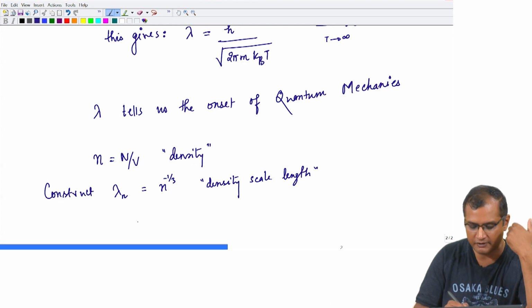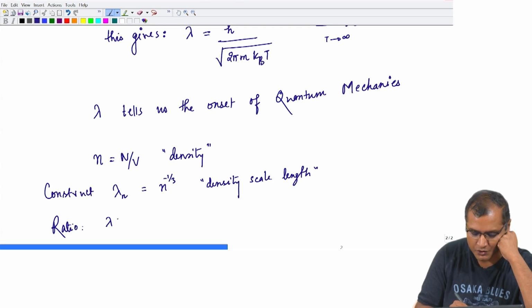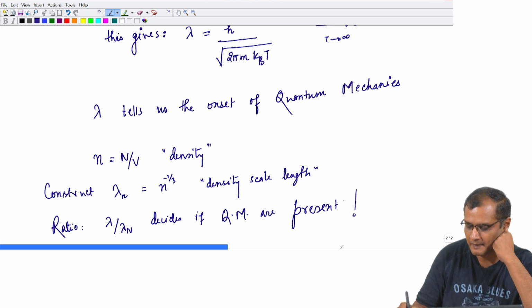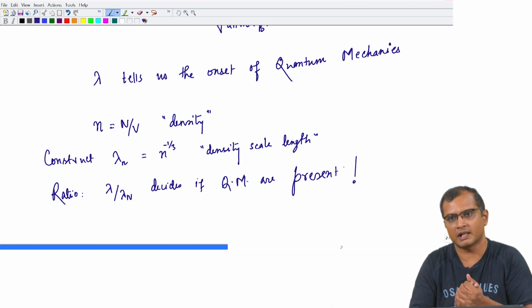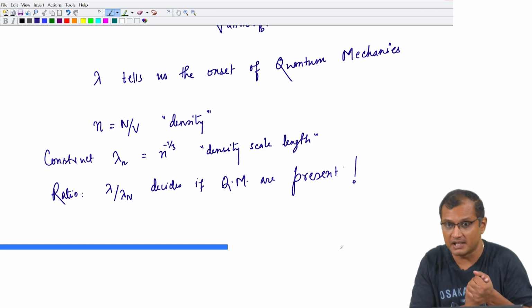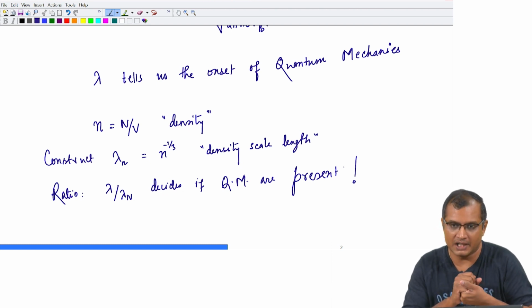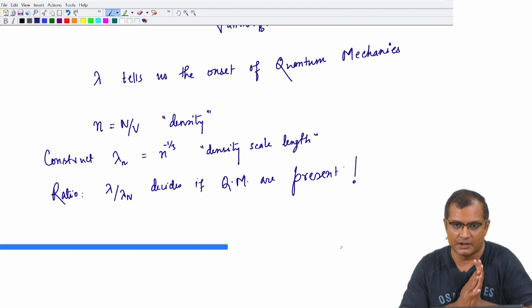Now, the ratio of your de Broglie wavelength over lambda n decides if quantum mechanical effects are present. So, if lambda over lambda n becomes a number much smaller than 1, you know that lambda n is dominating here, which means your density scale lengths are much larger compared to your de Broglie wavelengths. So, you will not be using quantum mechanics here at all.